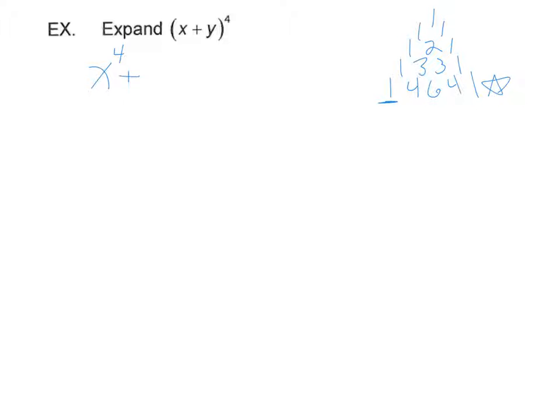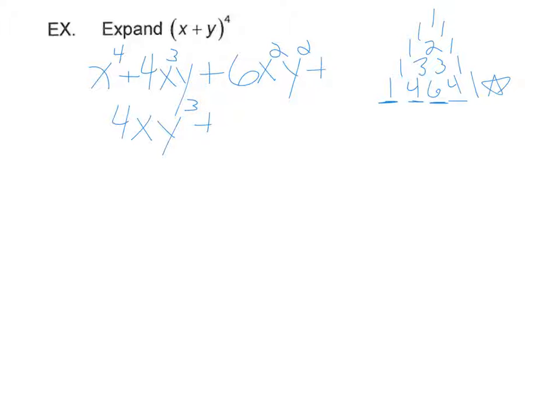Then plus, then I go back to the triangle, the next number is a 4, and I have x, it drops down a power, and the y comes in for the first time. Then plus, next number on the triangle is a 6. The x drops down a power, and the y goes up a power. Next number on the triangle is 4. The x drops down a power, the y goes up a power. And then the last number in the triangle is a 1, which we don't need to write. The x is gone now, and the y goes up a power.